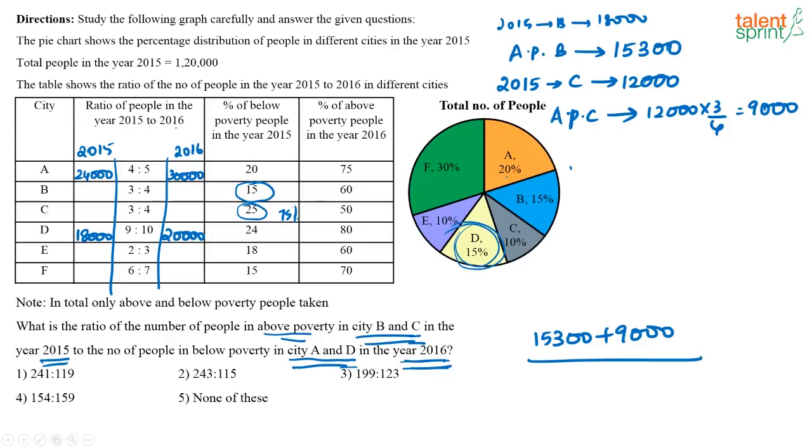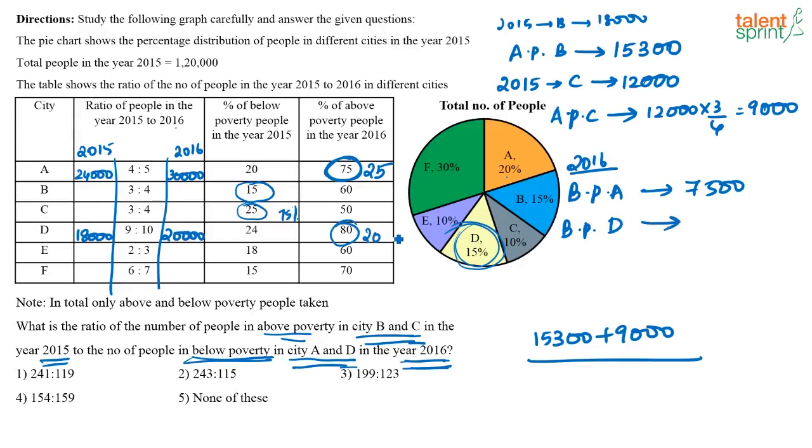Now let us find out how many people are there above poverty line. Above or below, what are they saying? Again, they are asking for below poverty line. Here, they have given above poverty line information. So, how many people are there who are below poverty line? 25%. Similarly, how many people are there here who are below poverty line? 20%. So, what is 25% of 30,000 below poverty line? 25% of 30,000 is nothing but 7,500. So below poverty line in city A in 2016 is nothing but 7,500. Similarly, below poverty line in city D in 2016 is how much? 20% of 20,000, that is nothing but 4,000.